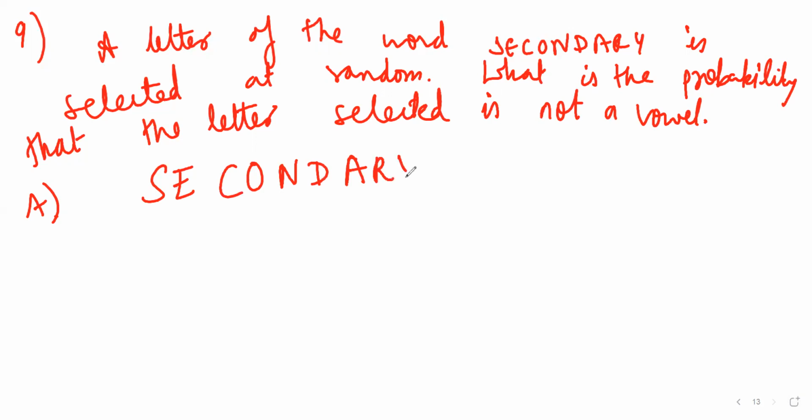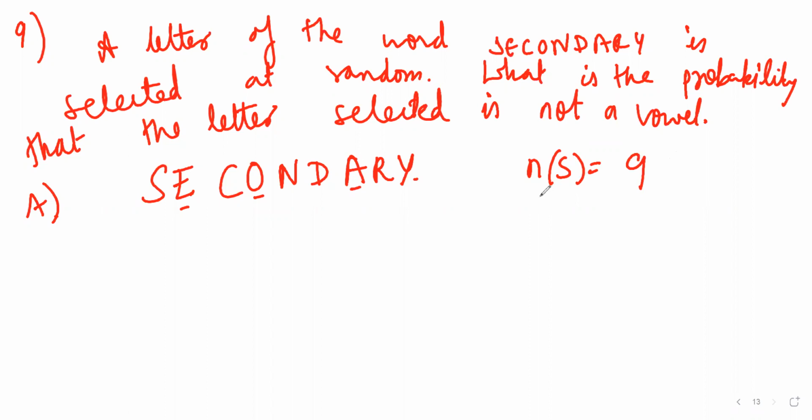So let's write down the word secondary. What are the vowels? E is a vowel, O is a vowel, and A is a vowel, isn't it? How many letters are there totally in this word? Let's start counting: 1, 2, 3, 4, 5, 6, 7, 8, 9. So the sample space, the count of the total, is 9.